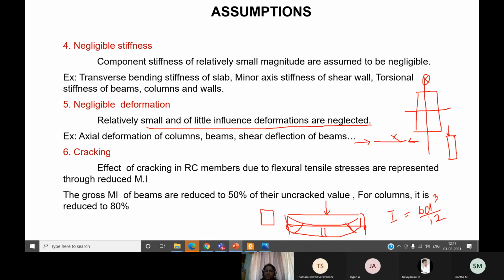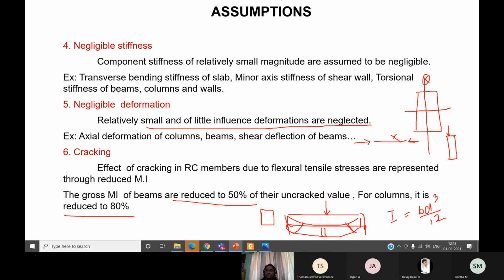Usually when you do the analysis, we always take the initial moment of inertia, bd cubed by 12. But during a tall structure analysis, you can reduce the moment of inertia. The gross moment of inertia of the beams can be reduced to 50% of their uncracked value. Similarly, for columns, it can be reduced to 80%. It's an assumption.